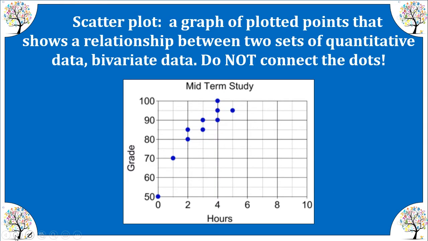So here's a scatter plot. A scatter plot is just a graph of plotted data points that shows a possible relationship between the two pieces of data. And so in this example, we see that we're comparing how many hours someone studied for the midterm and what grade they made. And in a scatter plot, remember that we do not connect the dots. We're simply seeing if there's a trend.